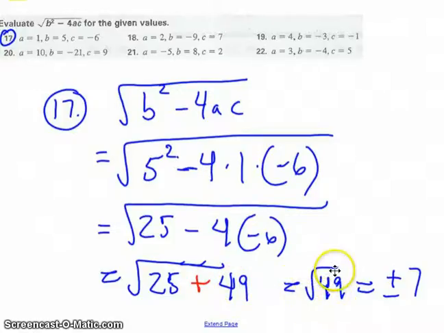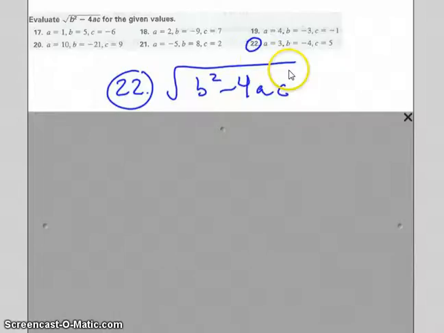The square root of 49 is plus or minus 7. Make sure you keep track of that plus or minus there, just like one of the very first slides that I've shown you. Any square root is going to have plus minus as its answer. The square root of 49 is plus or minus 7. Let's try another one. Number 22.